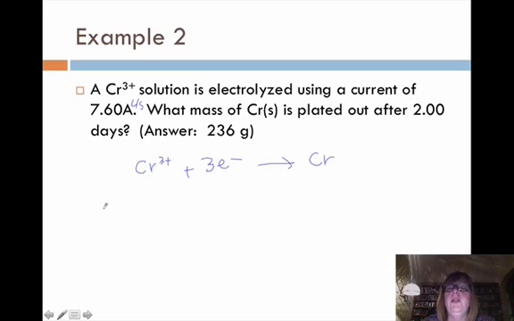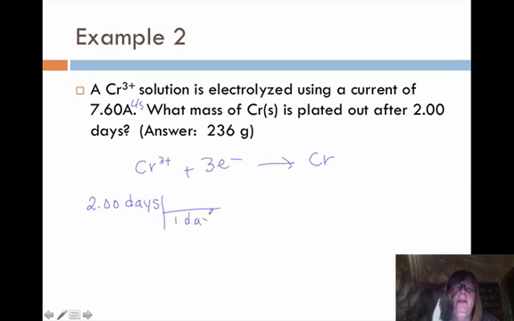And we are starting with 2 days. I'm thinking I'm going to have to convert that days to seconds, because we know that this has the unit seconds in it. So let's just go ahead and get that done. We know that 1 day, oh great, here we go again.